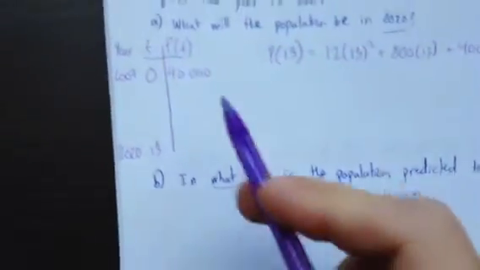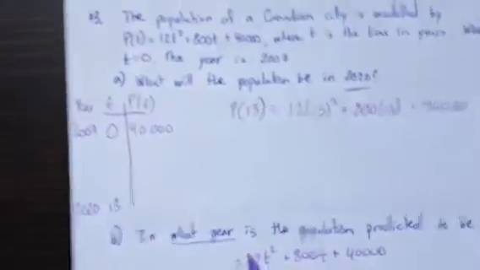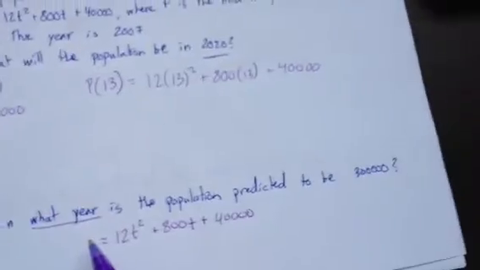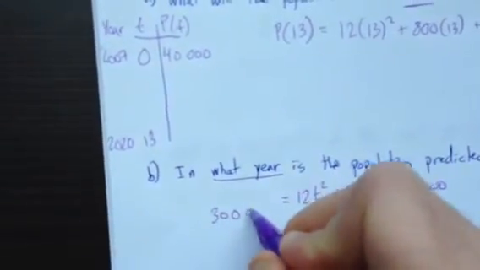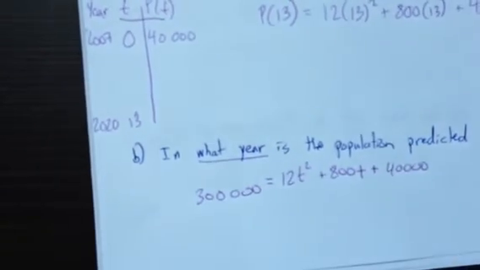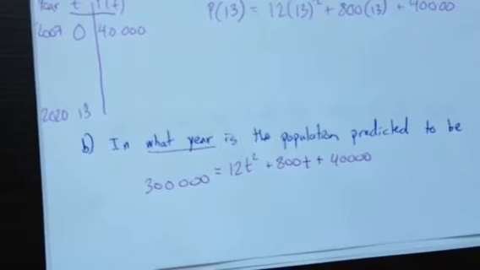Now, they're giving you the population. So if they're giving me the population, that's what I'm going to plug in for population. It's 300,000. So I'm going to plug in 300,000 in here. Okay? And if I plug in the 300,000 there, then I'm just required to solve for this.